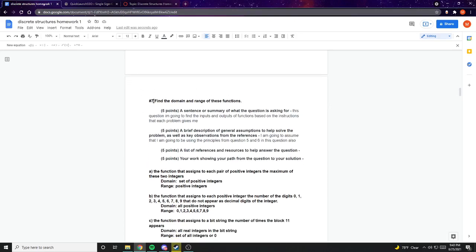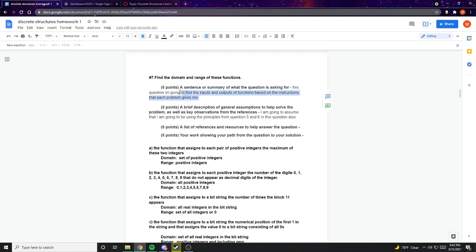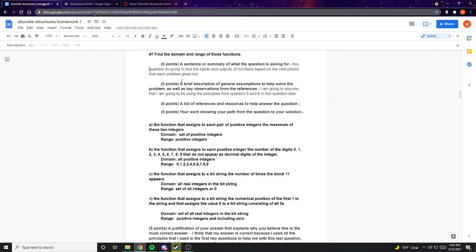So 7, we're going to be finding the domain and range again. A sentence or summary. The question is asking basically to find the inputs and outputs. I know I'm kind of repeating myself on that, but it's kind of what the domain and range is pretty much. So brief description: I'm going to assume that I'm going to be doing what I did in problem 5 and 6.